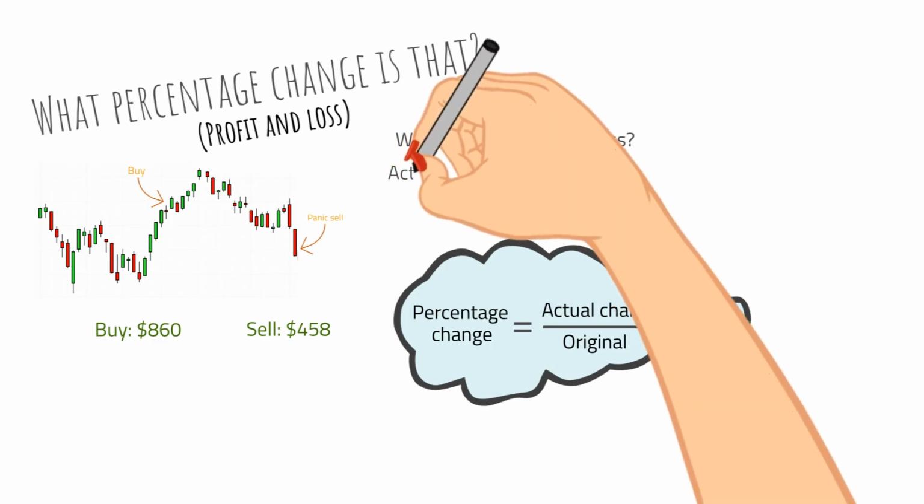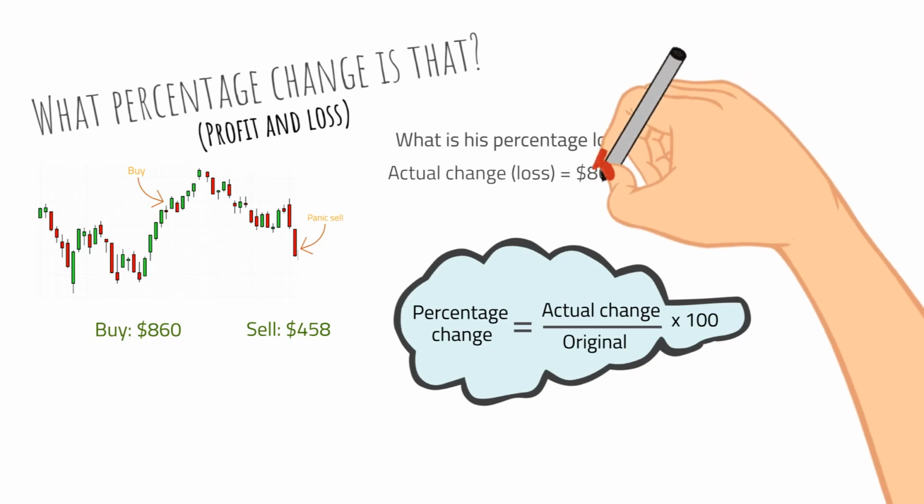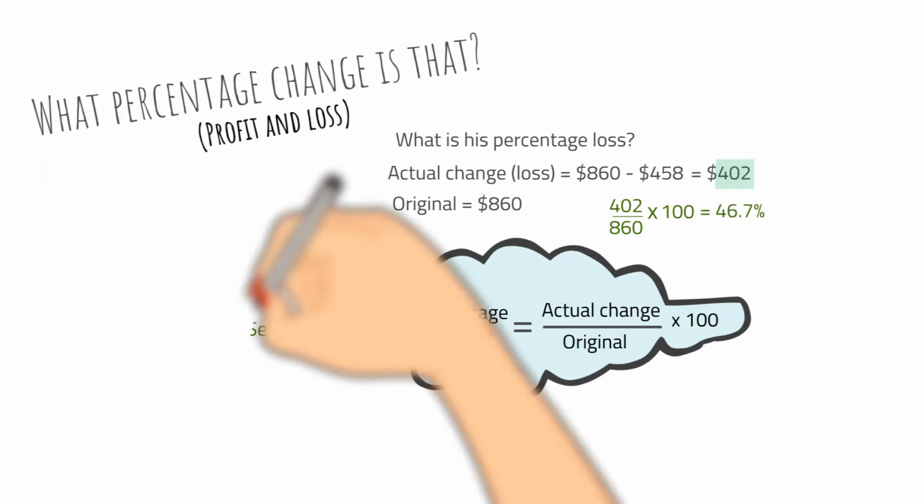First, we want to find the actual change, in other words, the loss. So we minus his sell price from his buy price. This gives us $402. My original was $860. So I want to take my actual change, 402, and divide it by $860 and then times by 100. Made a loss of 46.7%.